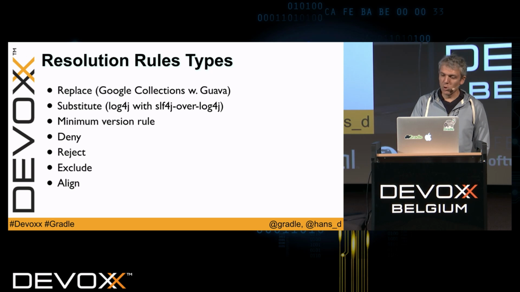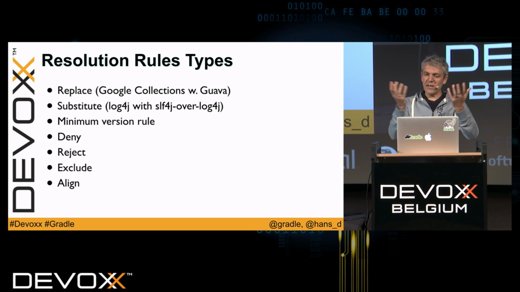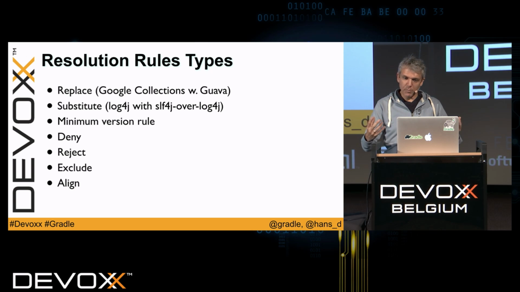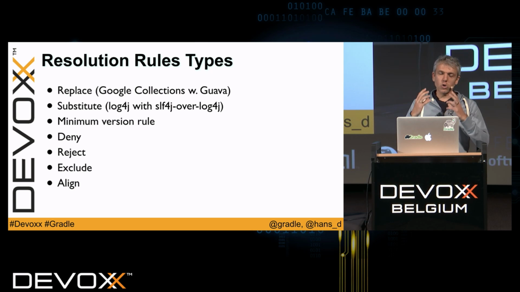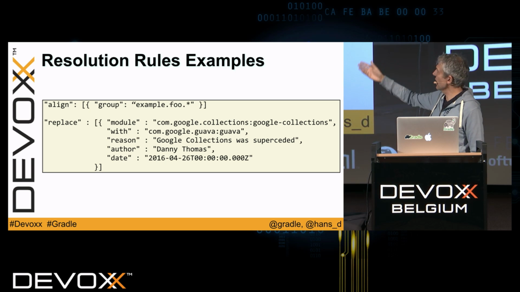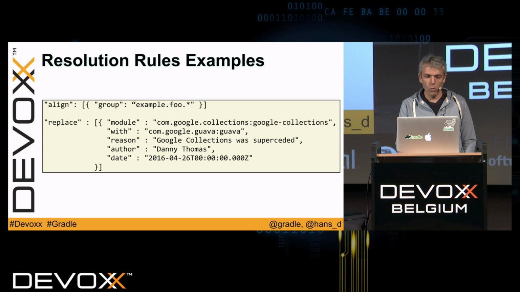You can specify align rules that say, for a certain set of dependencies, let's say from Apache Jersey, they have multiple dependencies that belong together. They should all use the same version. Very, very powerful. And this is how you define such rules. You can say align, group example foo, and that means now all the dependencies of example foo that have that group ID will use the same version. By default, it's the highest version. You can specify other versions if you want.